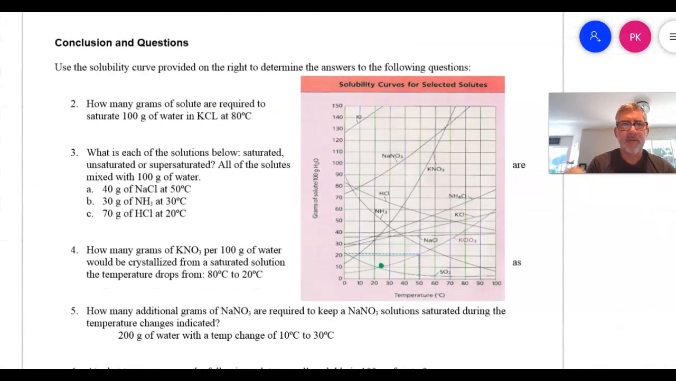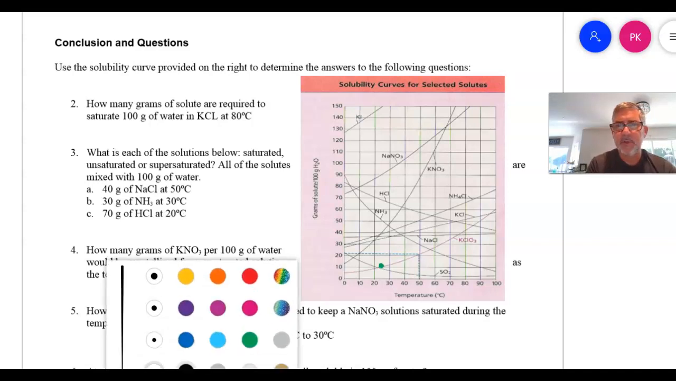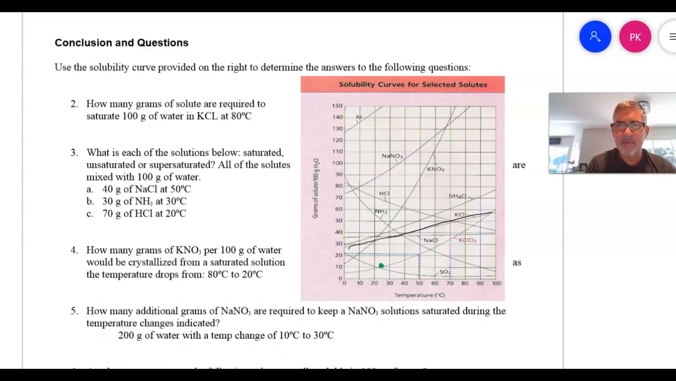And then simply for all these questions, you'll refer to this graph. You'll find on a line whatever they're talking about. For instance, KCl. So you'll find KCl here. KCl is this line right here. So you'll just simply come to the temperature, go up to KCl, and you'll answer the question.